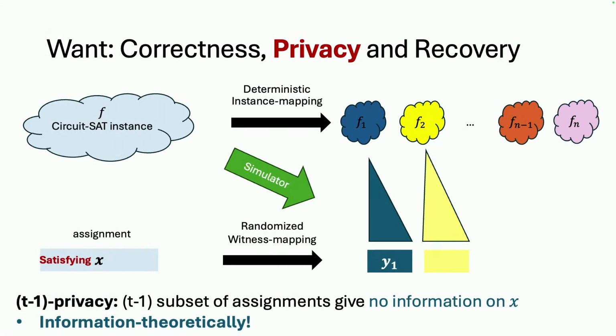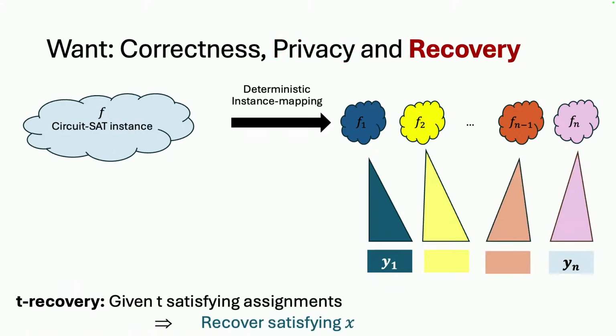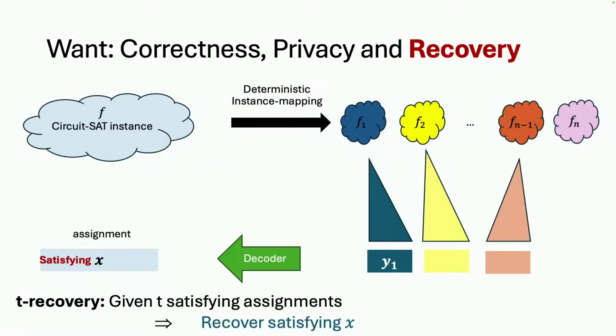Good. So that's privacy. Now recovery means that if for some reason I get to see the threshold, t, satisfying assignments for this thing, then it means that f can be satisfied. And again, I want to actually require something stronger. It means that I can decode efficiently a satisfying assignment. So this is kind of clear. This is very similar to the notion of secret sharing. What's the problem with this notion?